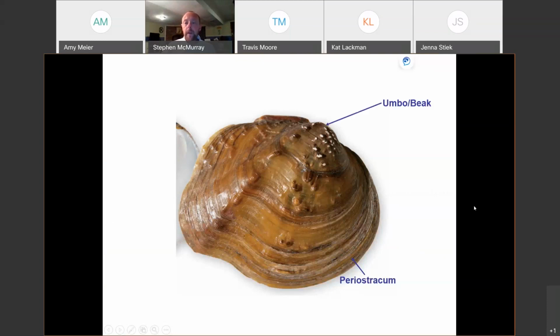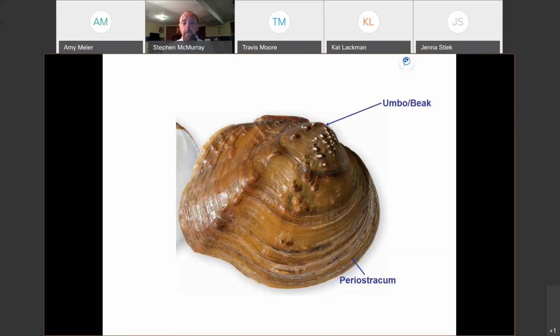Okay, the next thing that we're going to see on the outside of our shell, and I should have backed up. If you have a shell with you, you can follow along with these as best you can. Not all of these features will be on your shell, but some of them will be. So the next thing is the umbo or the beak up at the very top.